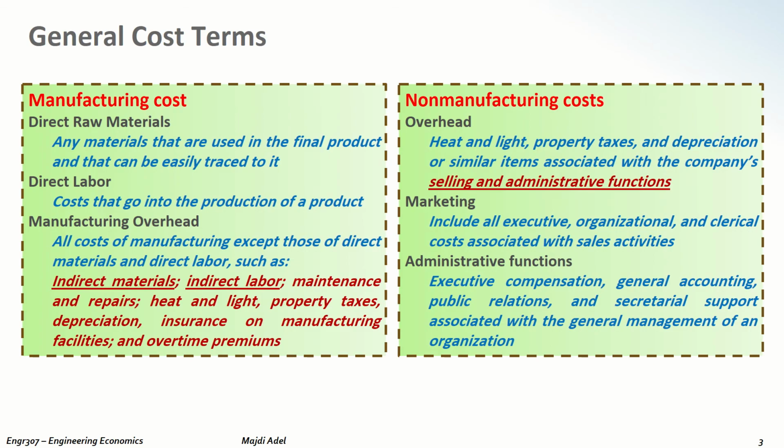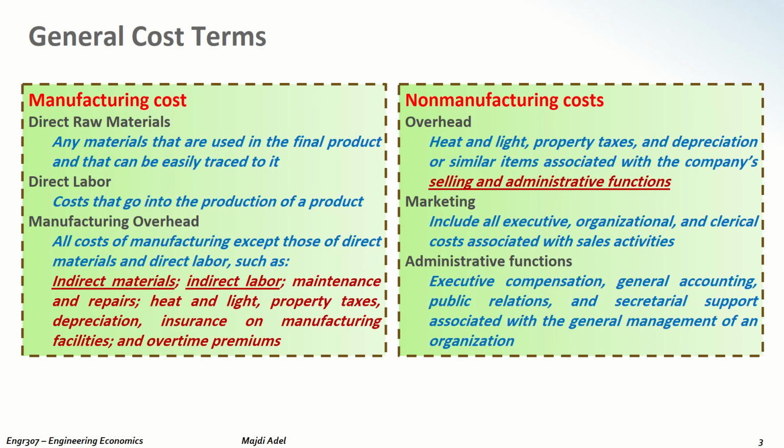The other classification is the non-manufacturing cost. التكلفة الغير تصنيعية. Every cost that we pay that is not related to the manufacturing process. كل cost احنا بندفعها بس ما لها علاقة في عملية التصنيع. It is more related to marketing and advertising activities of the company. It has three items: non-manufacturing overhead, marketing cost, and administrative functions cost.